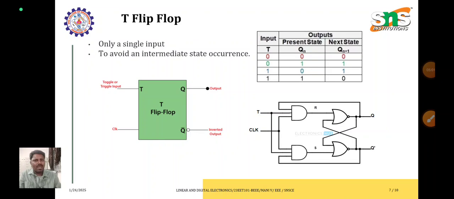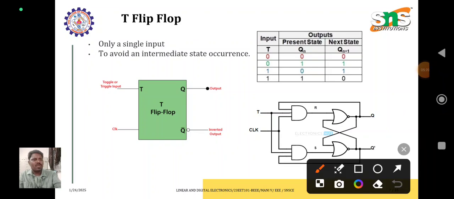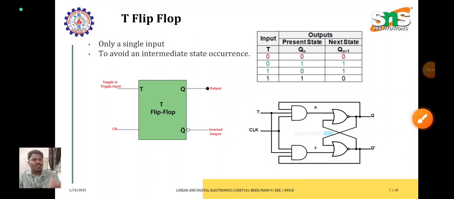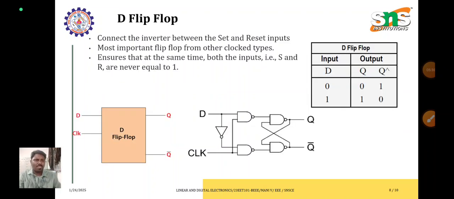In the SR and JK flip-flops, there are 2 inputs. But here we reduce the two inputs into a single input. Here T stands for toggle. It is a simple reduction of the JK flip-flop, where J and K are shorted. Instead of two inputs, it has only one input given to both gates, so the number of possible combinations is reduced. This gives the same output as the JK flip-flop.